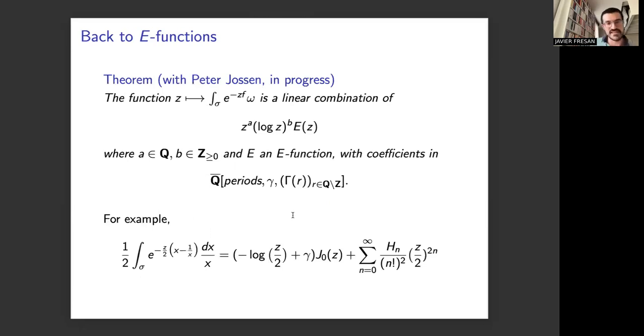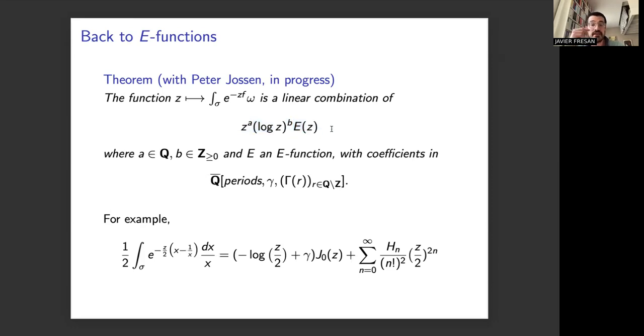And what we prove with Peter, the theorem is proof, the in progress refers to the writing, is that these kind of functions on the half plane real part of z positive are actually linear combinations of E functions with monodromy. And the monodromy is as easy as possible. So it's quasi-unipotent monodromy. It means you have rational powers of z and integer powers of the logarithm. Okay? And then E functions.